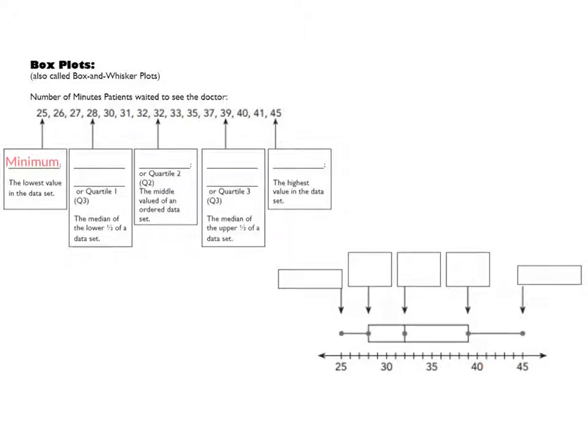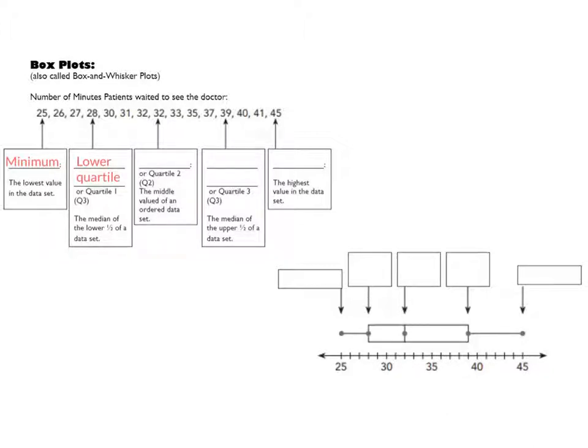That's the lowest value of the data set. The next number is something called the lower quartile. And just like we did in the last example, it's the median of the lower half. So we have the lower quartile is the second number.